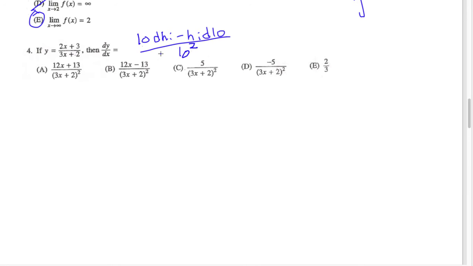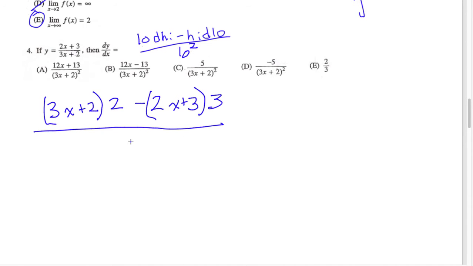Low squared. All right, so low D high, so 3x plus 2 is our low. The derivative of the top is 2. Minus high. High is 2x plus 3, and that's all going to be multiplied by the derivative of the low. The derivative of the bottom is 3. Nice. And then it's all going to be over low, 3x plus 2 squared. And notice how almost all of them have a 3x plus 2 squared except for E. So E is immediately out. Unless something weird happens and it reduces, but I just know that it's not going to reduce.